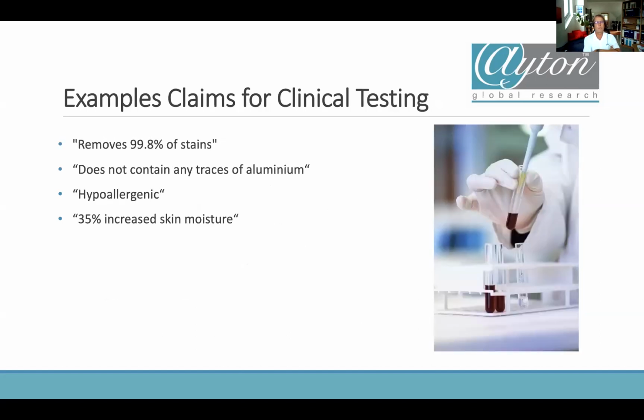So just some simple examples. Claims for clinical testing: removes 99.8% of stains. So as soon as you go into these kind of percentages, exact percentages, then of course you have to measure them somewhere in a laboratory. Or: does not contain any traces of aluminium. You need to really analyze the product in depth. No consumer can tell you this.